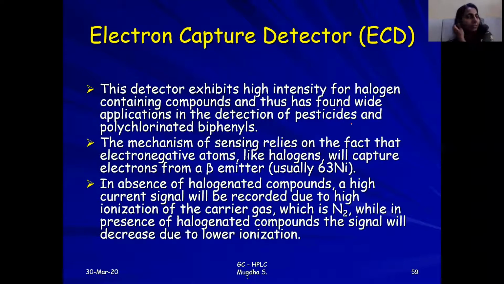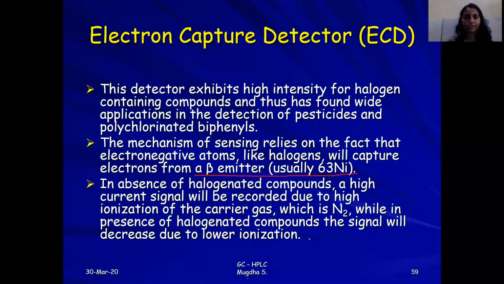Then electron capture detector. This detector is basically using a beta emitter. Now what happens is that in the absence of halogenated compounds, a high current signal will be recorded due to high ionization of the carrier gas. While if there is some halogen compound present, the signal will decrease due to lower ionization.